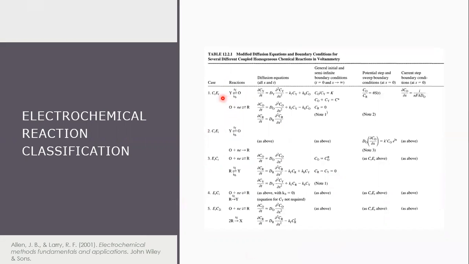So what happens if you take a look at case one? We call the reaction of the redox probe that you're using the coupled reaction, and the reaction that is taking place at your electrode interface is called the electrode reaction. So we represent the coupled reaction with C and the chemical reaction taking place at the electrode by E. So there are different types of it.